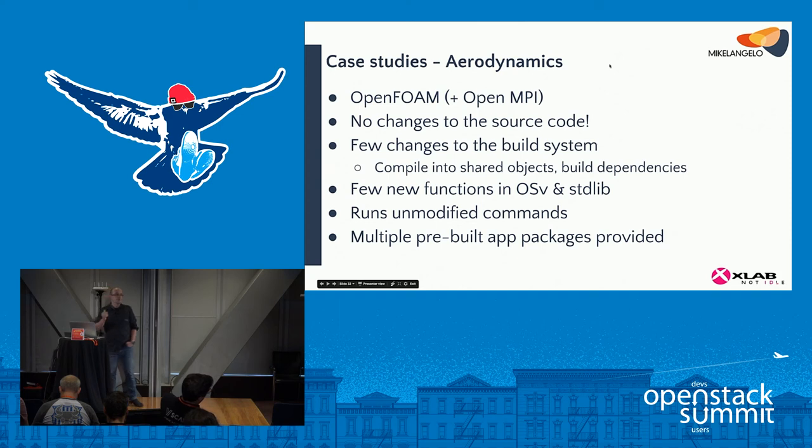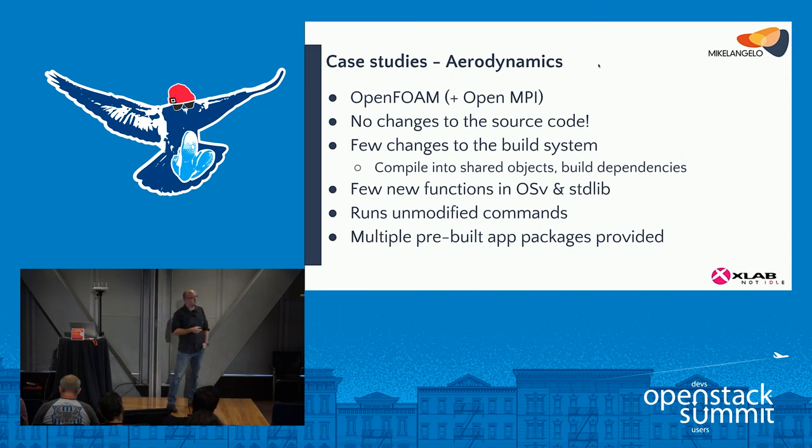But the good part was no changes to the code itself were required to support a unikernel. There were some changes necessary in the build system, mostly the one that, so OSV needs to have shared libraries in order to launch the applications in a unikernel. And there were also some build dependencies missing in OpenFOAM itself. So this is what we had to change so that we were able to automate the process. There were a few missing functions in OSV and standard library that were added, rather simple calls, not critical for the simulation, but of course they were necessary in order to launch there.